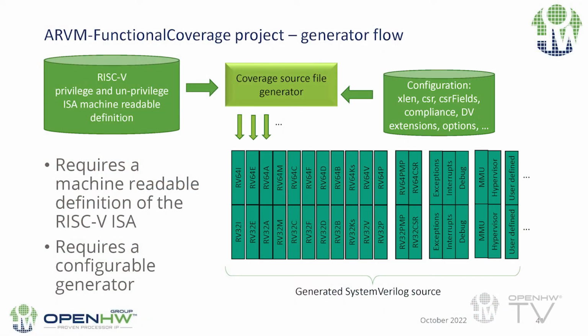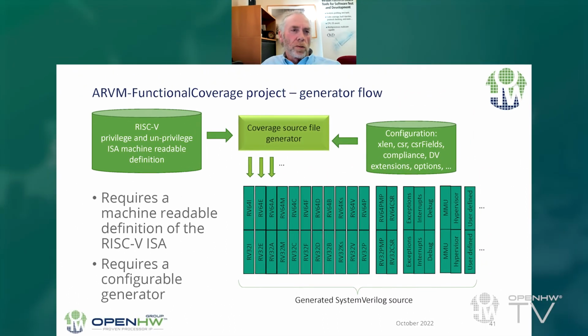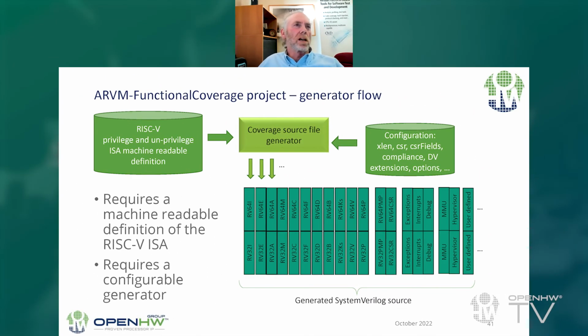And if we look at a flow of how we can try and get this generated SystemVerilog source, we need some form of machine readable definition of the instruction set that we can then generate this code from, where we can configure it for the core that's required, whether it's a 32-bit core or 64-bit, whether certain CSRs have been implemented or not. And so conceptually, if we have this machine readable definition of the ISA and some configuration options, we should be able to generate all of this SystemVerilog source.